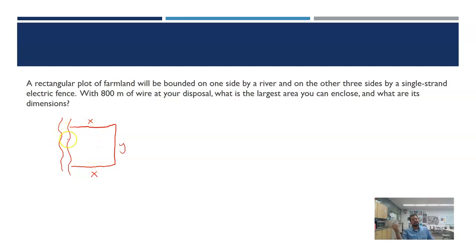And we're not going to put a fence where the river is, because the river is already doing a good job of bounding it on that one side to keep the animals in. Okay? So now I've got my picture. I've labeled it as best I could. That is step number 1.